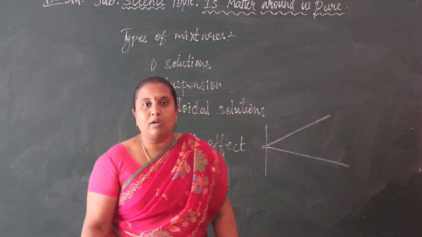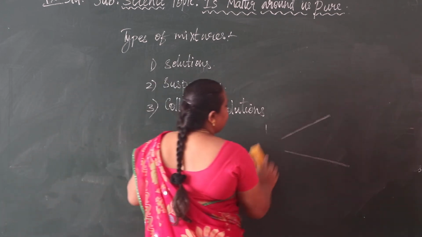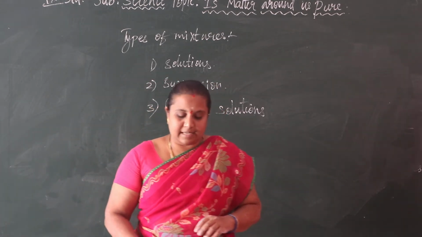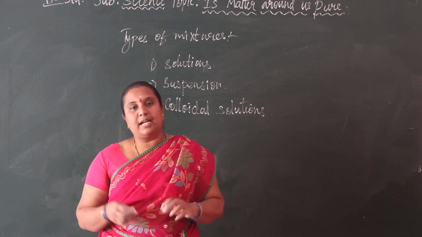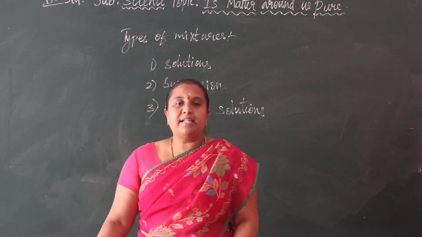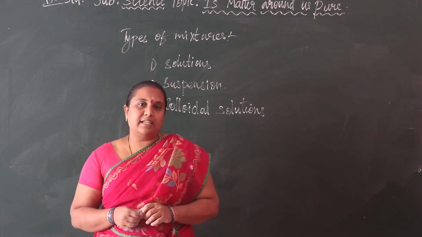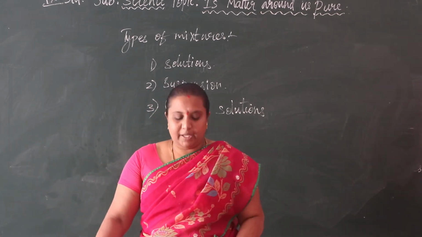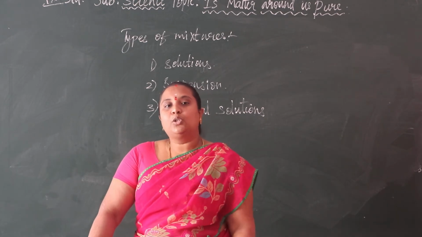Then we move on to the types of mixtures. The first one is solutions. A solution is defined as a homogeneous mixture. I told you the examples already: salt with water and sugar with water. A solution is defined as a homogeneous mixture of two or more chemically non-reacting substances whose composition can be varied within limits.